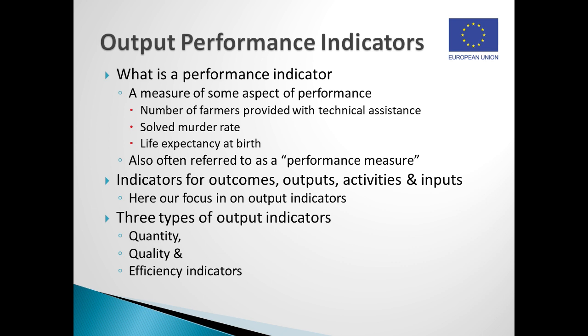There are many types of performance indicators. In addition to output indicators, there are indicators of outcomes, activities, and inputs. But in this first presentation, we're going to focus exclusively on output indicators. There are three basic types of output indicators. There are indicators of output quantity, indicators of output quality, and indicators of output efficiency. And in what follows, we're going to discuss each of these three types of output indicators in turn.